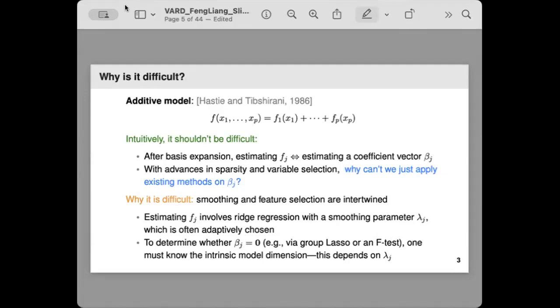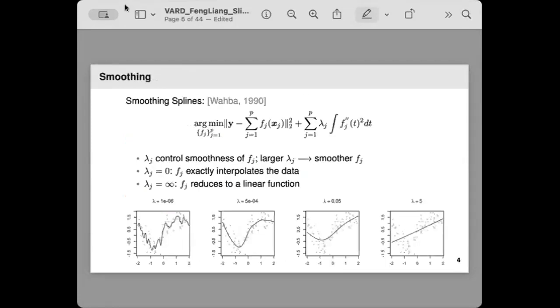Next, let me give a quick review of prior work on smoothing and feature selection in additive models. For smoothing, we typically use smoothing splines. The objective function aims to minimize the residual sum of squares plus a roughness penalty. Specifically, the penalty involves the integrated squared second derivative of each function fj. The intuition is that if a function fluctuates too much, its second derivative would be large in magnitude. And so the integrated squared term will be large, increasing the penalty and discouraging such behavior.